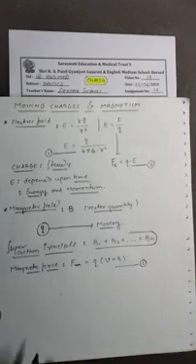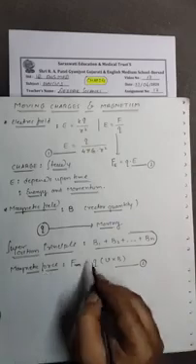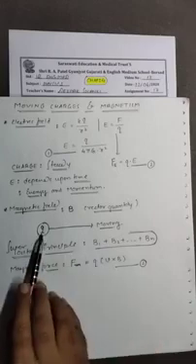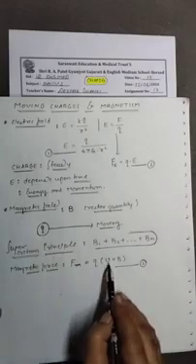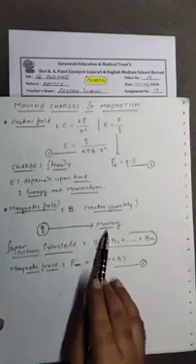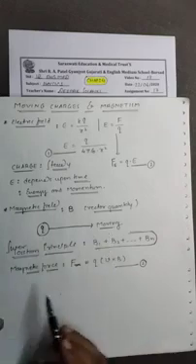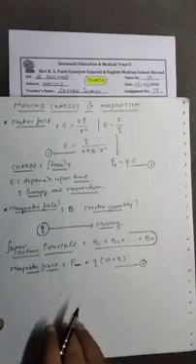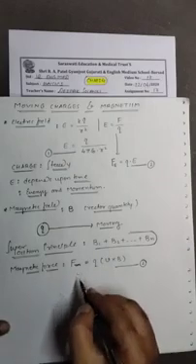Okay, so what is magnetic force? Magnetic force is equal to Q, that means charge which is moving, V is the velocity of that moving charge, and B is magnetic field. So you have to write, what to write?